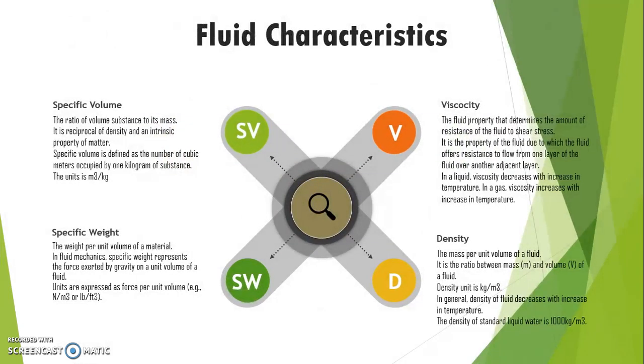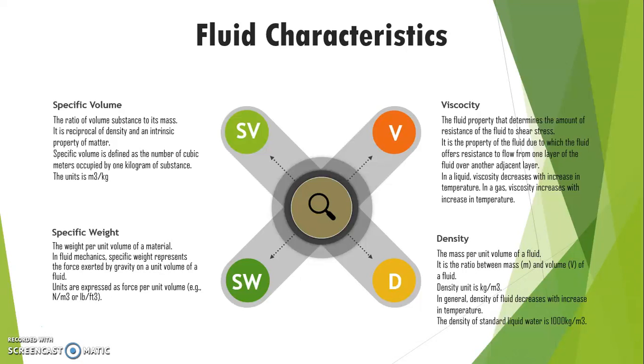We have four fluid characteristics here. First is specific volume, the ratio of the volume of a substance to its mass. It is the reciprocal of density and an intrinsic property of matter. Specific volume is defined as the number of cubic meters occupied by 1 kilogram of substance. The unit is meter cubed per kg.